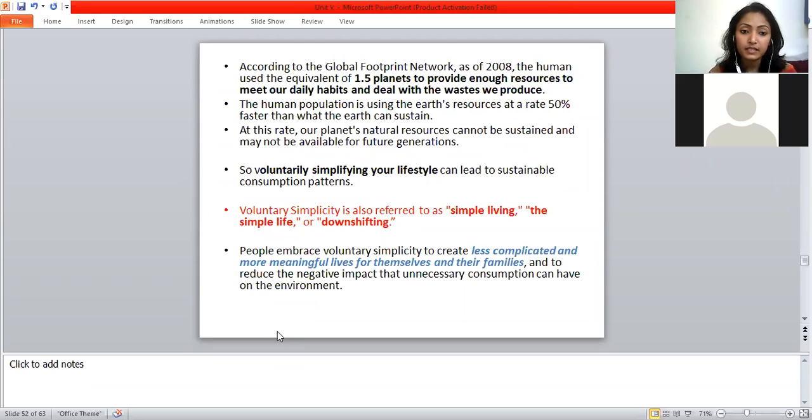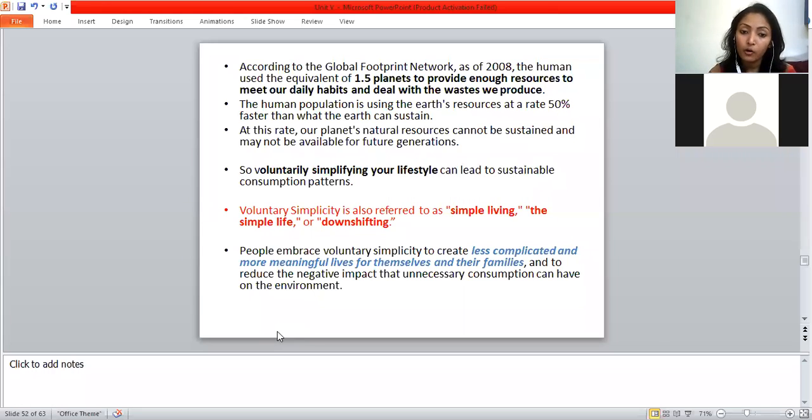So it's basically something that refers to a simple living, the simple life, or downshifting, where you are using resources and you can just reduce it to 50% and downshift your use of resources. So people can embrace voluntary simplicity. They can create less complicated and more meaningful lives for themselves and their families, and reduce the negative impact that unnecessary consumption can have on the environment.